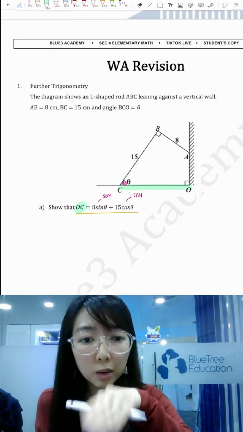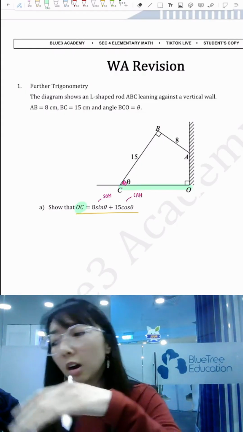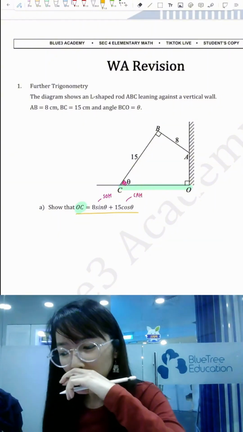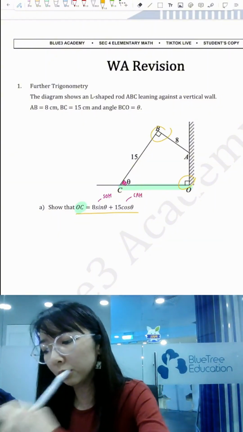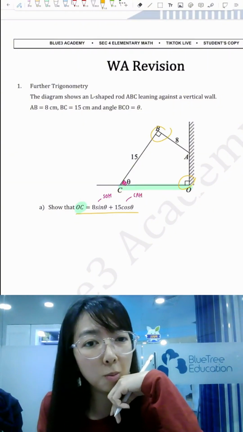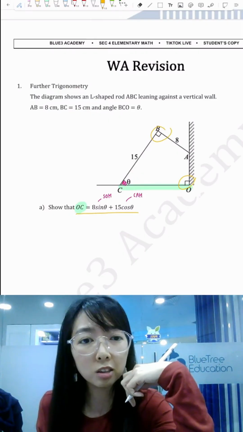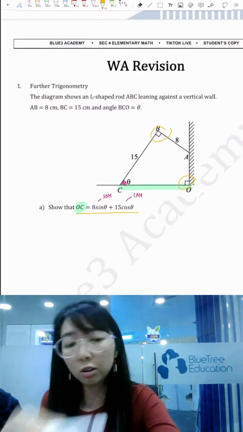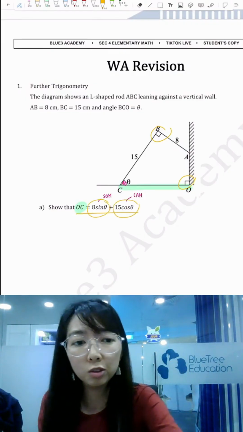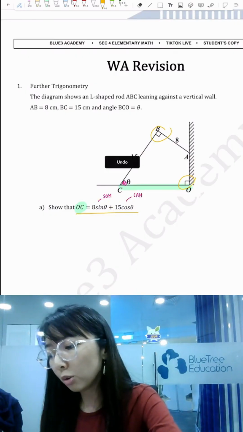Definitely, I need to split my diagram. How do I split it? You look at it. I have two 90 degrees here. Try to see if I can form another theta, or I can form another right angle. I need to form right angle triangles in order for me to get my 8 sine theta and 15 cos theta. So I'm going to draw in the line.